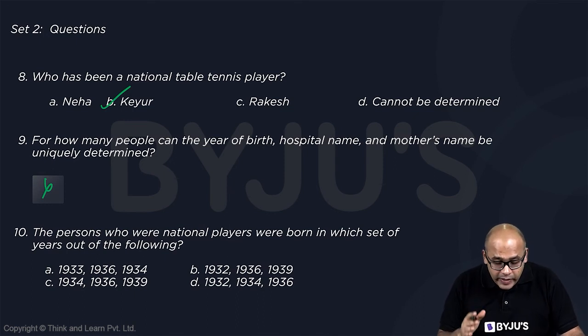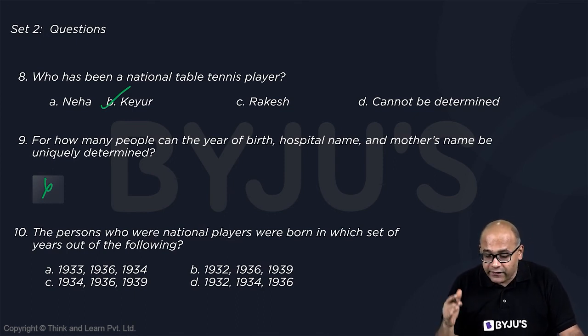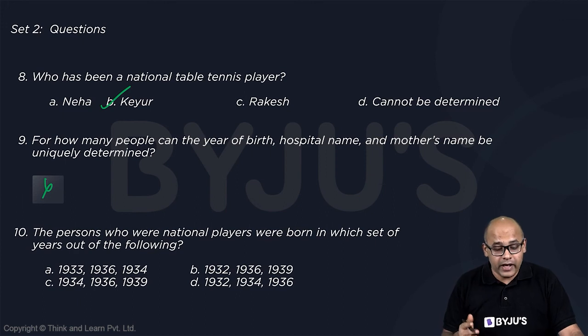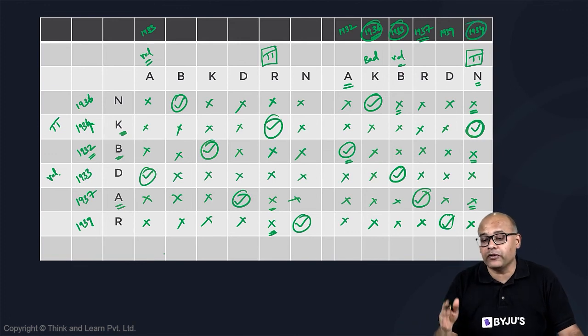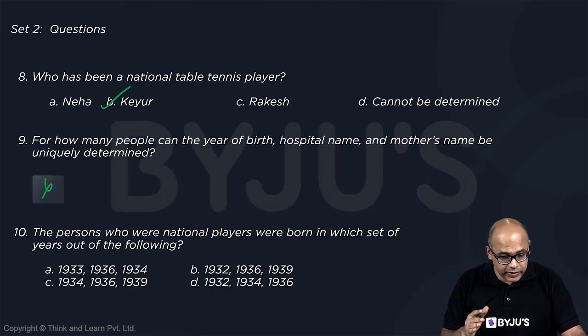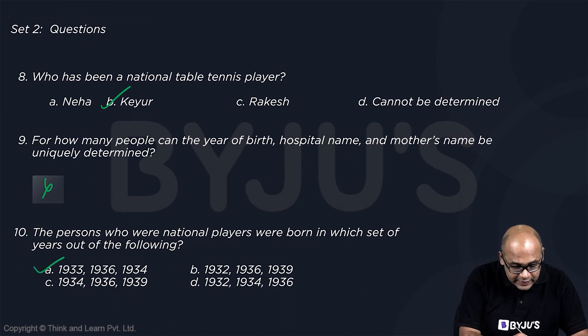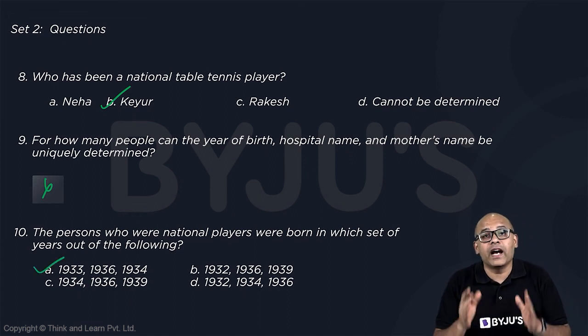The persons who were national players were born in which set of years out of the following? So who are the national players? Look at it. 1936, 1933 and 1934. So 34, 33, 36. So 33, 34 and 36. Option A. And that completes your set.